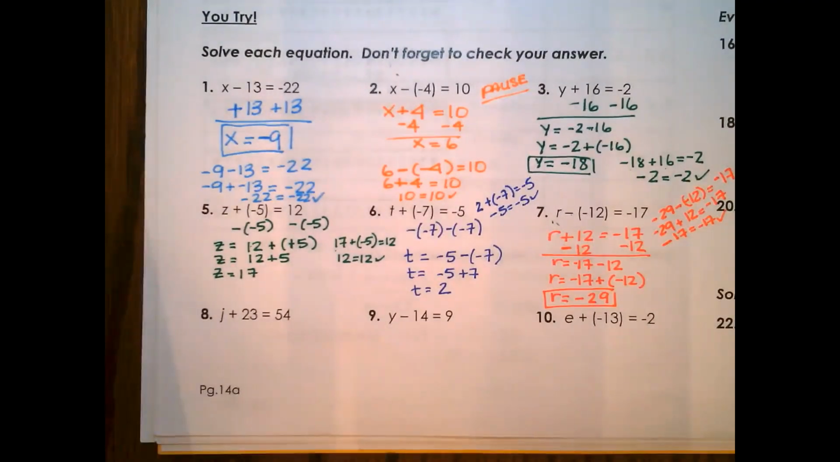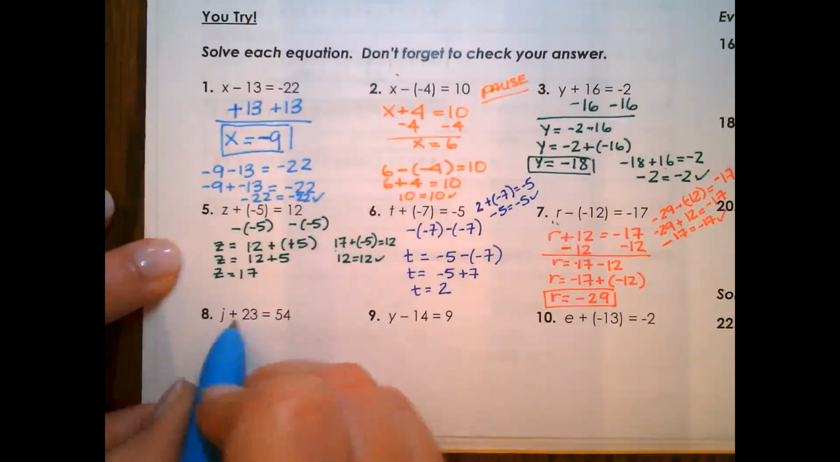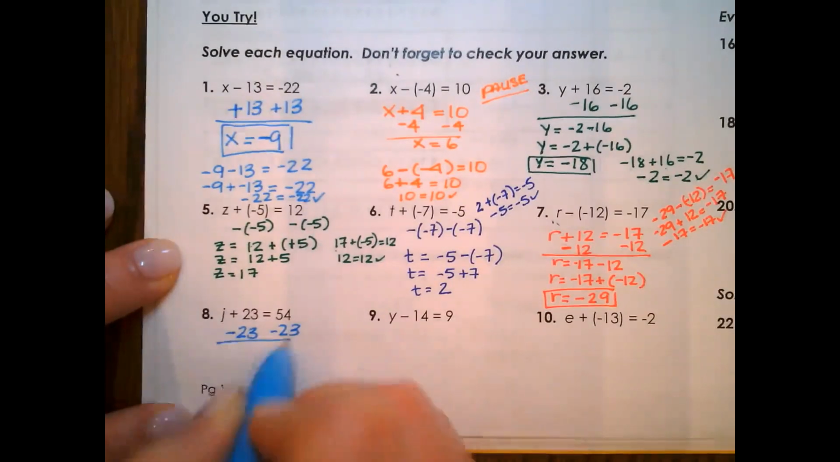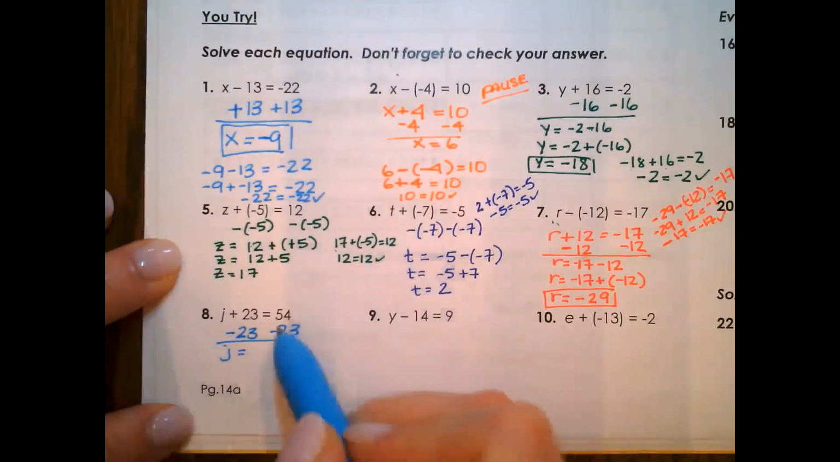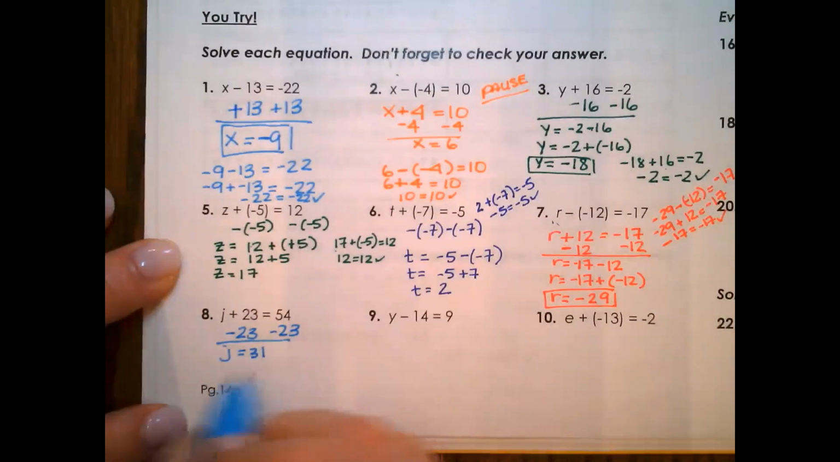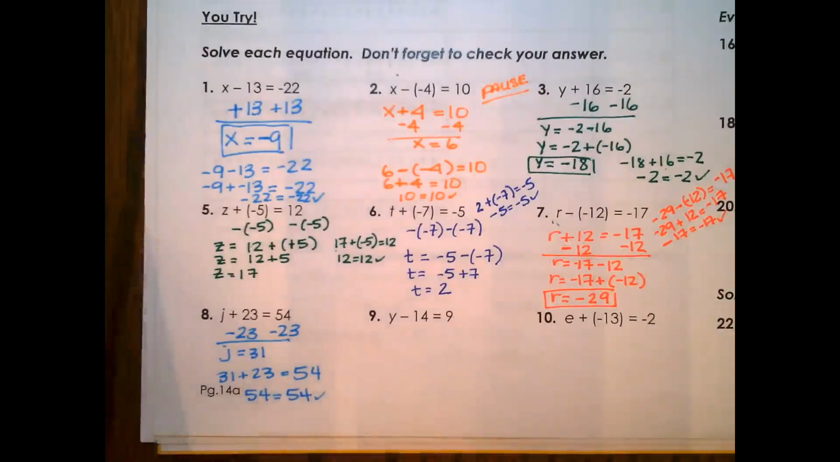All right, let's take a look at this last row. In number 8, we're adding 23. To undo adding 23, we subtract 23 from both sides. And J will equal 54 minus 23, which is 31. And then to check it, we just plug it in. 31 plus 23 should equal 54. And since it does equal 54, I know I'm good.